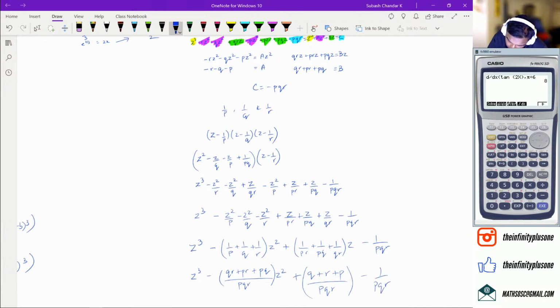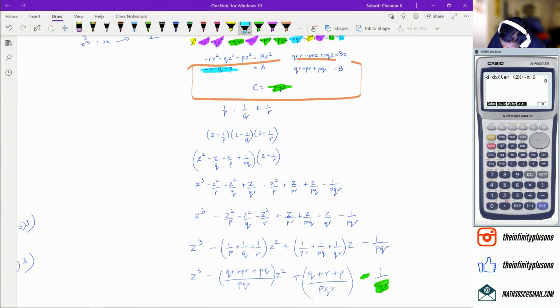And at this point, we can start substituting what we found from this box right here. Because negative pqr equals c, this part here becomes c, and then we've got negative r minus q minus p. We can replace a there, and then finally qr, pr, pq, we can replace it there.